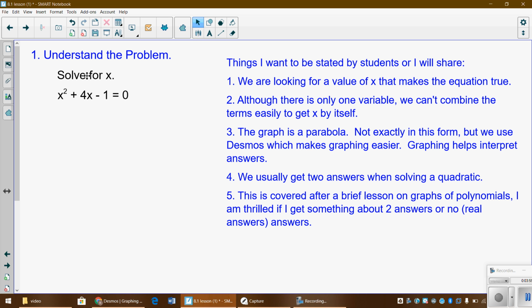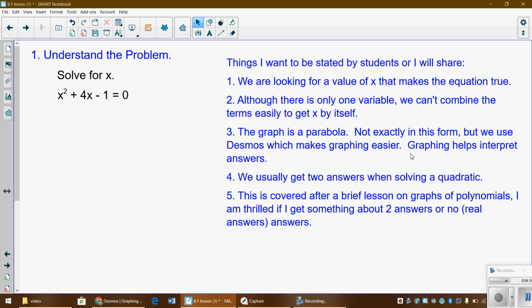So if I change this now to solve for x, given this equation, I know that students have seen similar problems, and so they're going to, in some way or another, basically say, what's the value of x that makes the equation true? Although there is only one variable, we can't combine the terms easily to get x by itself. This is typically something I have to remind them of. The graph is a parabola, even though this isn't real, it's not a y equals. We use Desmos, which automatically turns things into graphs.